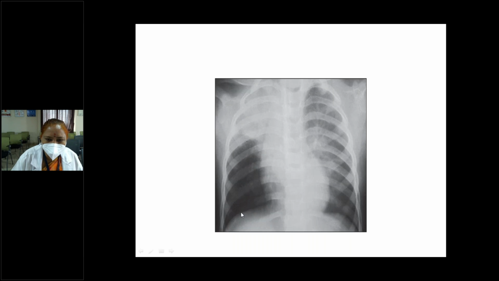Translucency is normal here? No. It's hypertranslucent compared to the left side. You can observe. So what is your diagnosis?